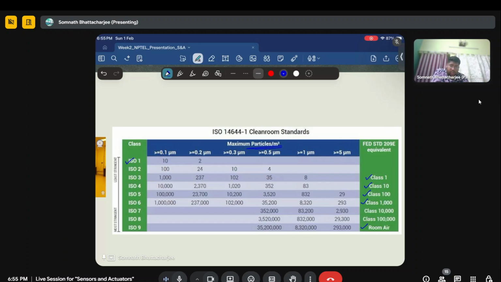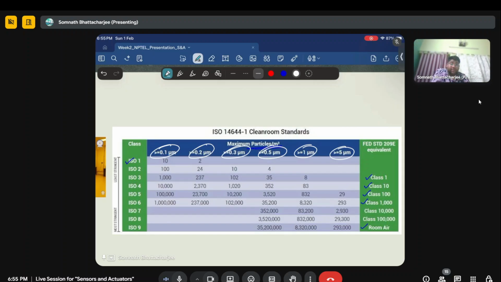The radius of the particle is also taken into account. So this is the particle size one. Based on this, you have different sized particles, and both the size and the number of particles come into account. So if I say that it is a class one, then it would be ISO 3. Yes, it's exactly like that.